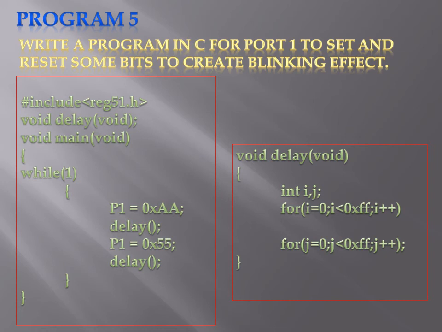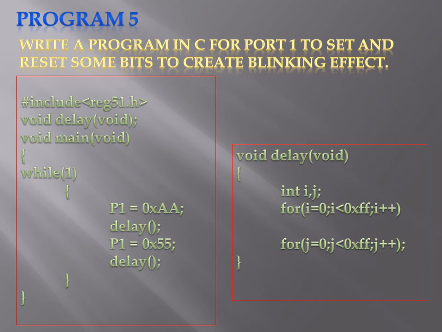And after this process is over, we start another process for j in the same way, j equal to 0, j less than 0xff, then j plus plus. This process of incrementing and comparing will take some time, and as soon as this process is over, the control will come back.